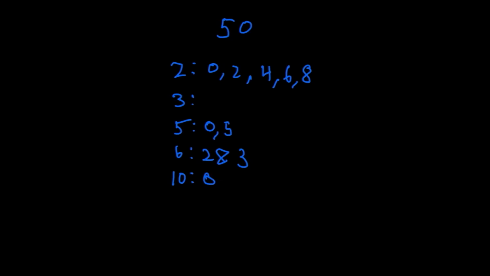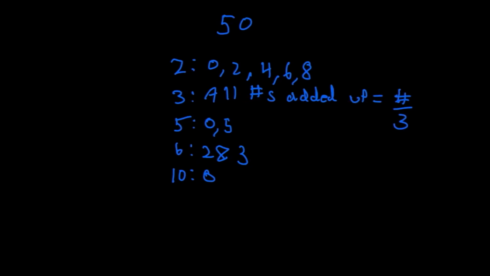And for 3, all numbers added up equal a number divisible by 3. So applying these tests, we can see that 2, 5, and 10 are all numbers that 50 is divisible by because it ends in 0. And if we do the test for number 3, we only get 5 plus 0, which is then equal to 5, which is not divisible by 3.